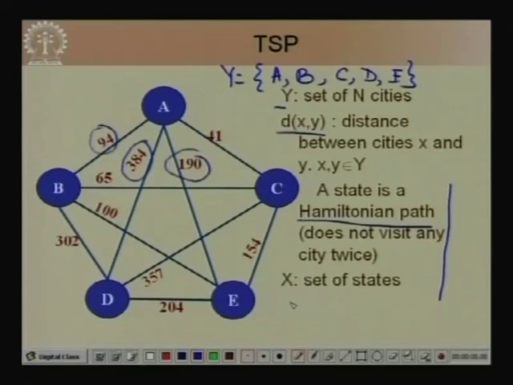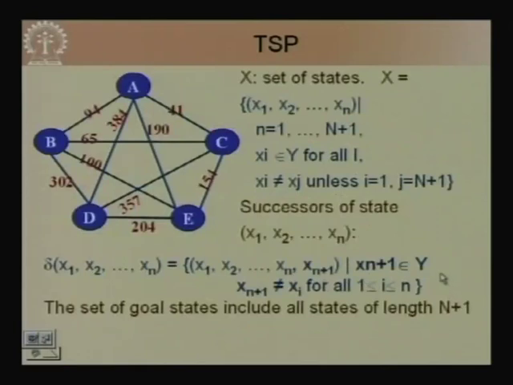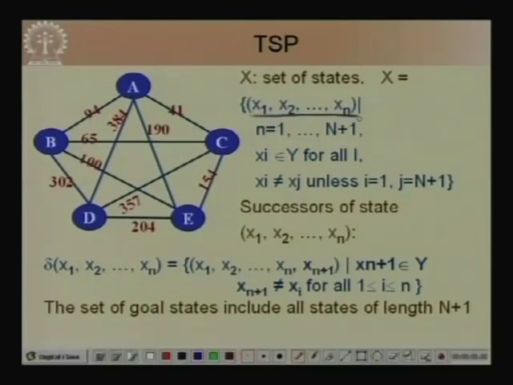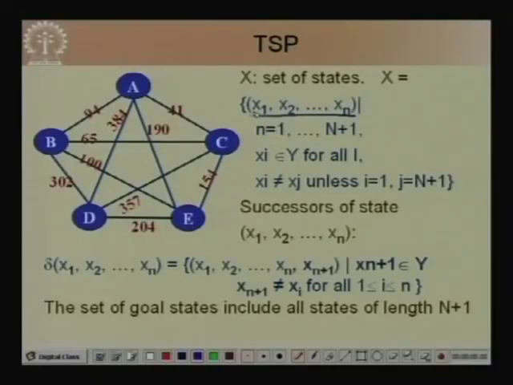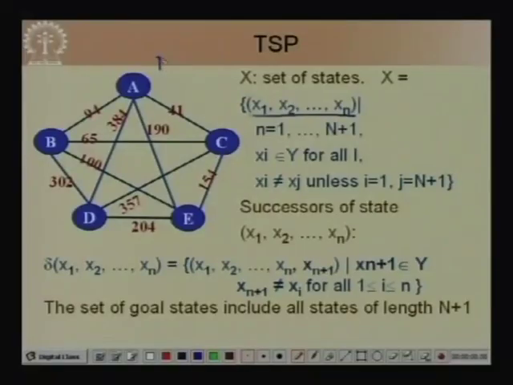Now, for our representation, X will be the set of states in our state space representation. Each state is a Hamiltonian path of this TSP graph. Each state is represented by x1, x2, ..., xn. This is a path such that each of these xi corresponds to a city and no two cities are same, that is xi is not equal to xj, unless we get the full traveling salesperson tour, that is i equal to 1 and j equal to capital N plus 1, where there are n cities in this TSP problem.